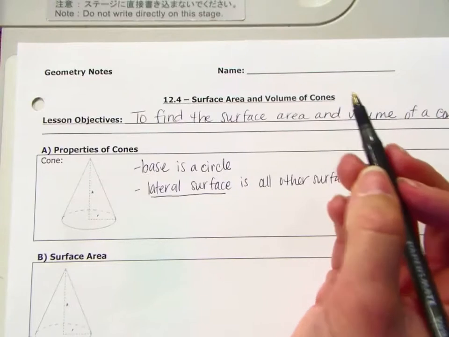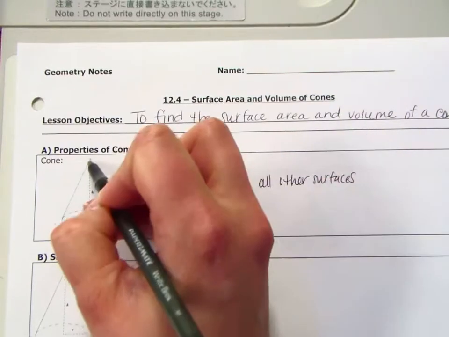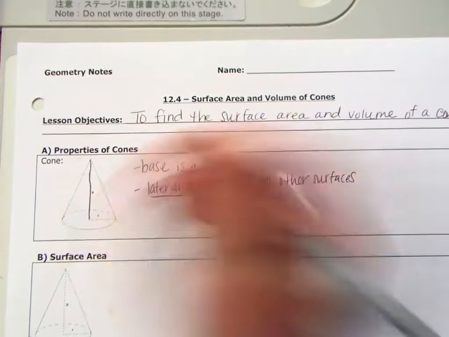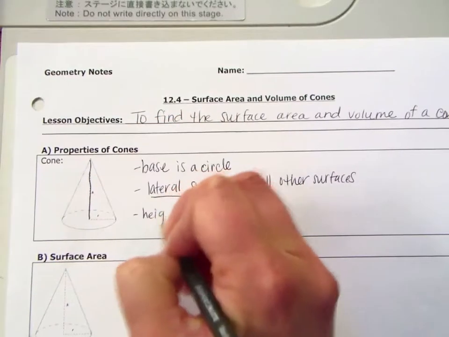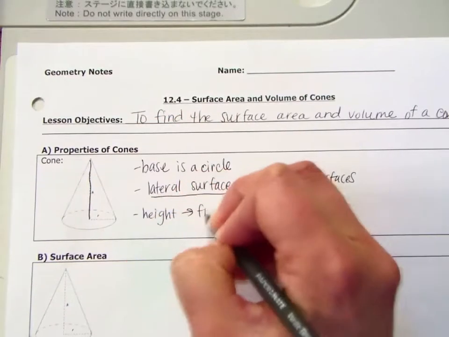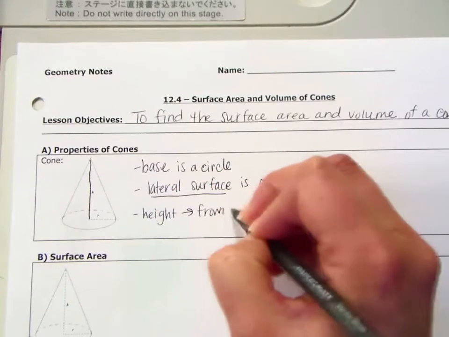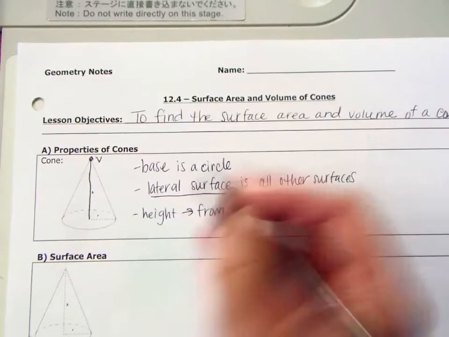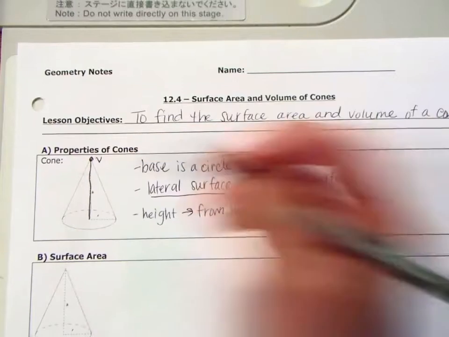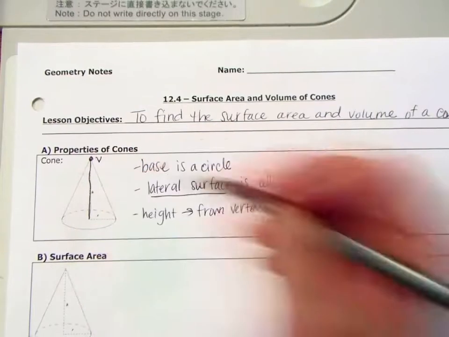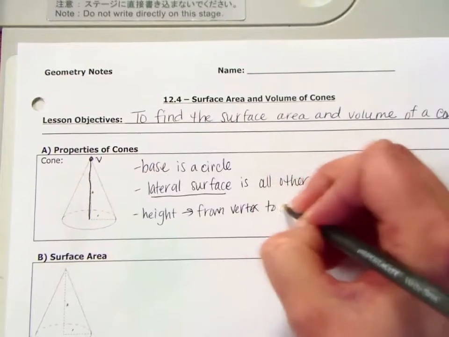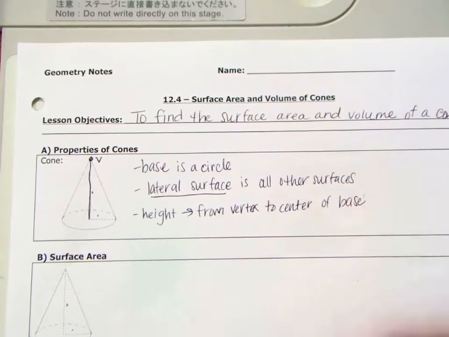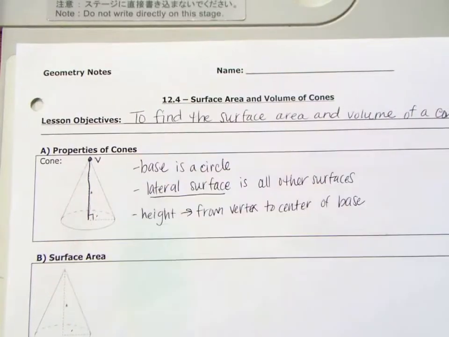There are two different heights in a cone. What we call just the height is from the vertex, which is here, from the vertex of the cone straight down. Think about it going straight down through the middle of the cone to the center of the base. And this is perpendicular to the base.